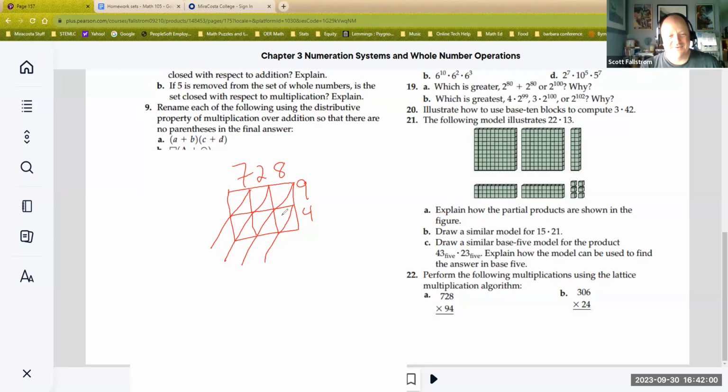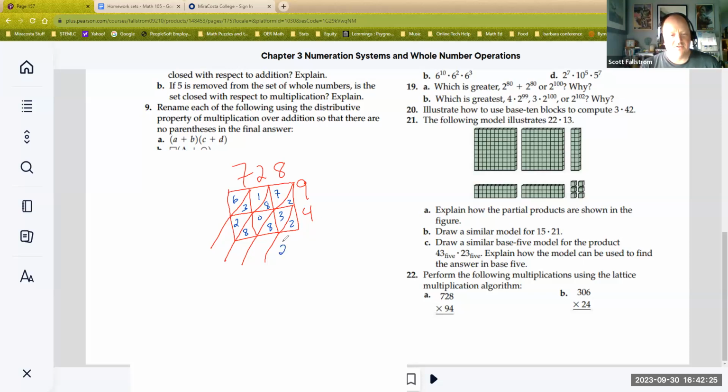All right, 8 times 4 would be 32, so I'll put that in a different color. 8 times 4 would be 32, so I just write 32. 9 times 8 is 72. 9 times 2 is 18. 7 times 9 is 63. 4 times 2 is 8, and 7 times 4 is 28. And then go down each kind of slanted diagonal, which forms your place values.